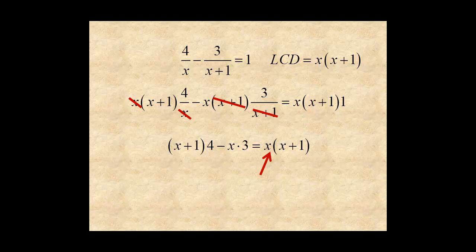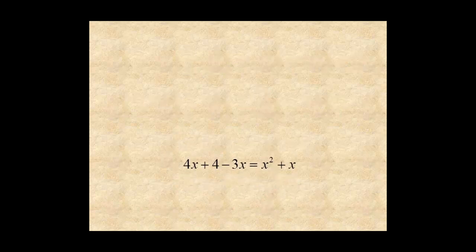Then simplify. In the first term, x plus 1 times 4 is 4x plus 4. In the second term, negative x times 3 is minus 3x. And in the last term, x times x plus 1 is x squared plus x. Then continue to simplify the equation. Combine 4x and negative 3x into x.